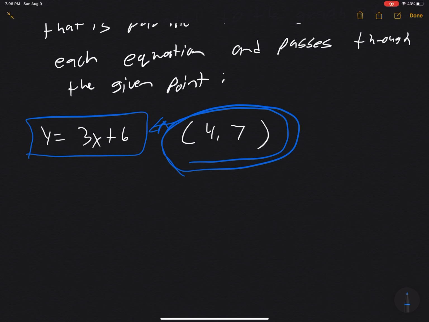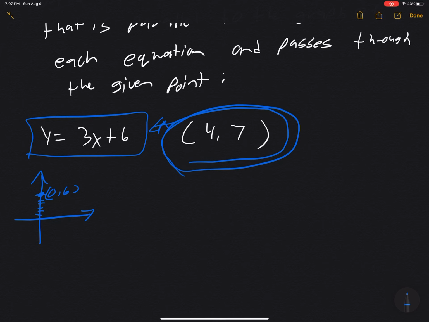So let's start by graphing our first line. We have y equals 3x plus 6. So I know immediately my y-intercept is 6. I'll put that right here. This is the point (0, 6). 1, 2, 3, 4, 5, 6. And I just need one more point on this line to graph it.